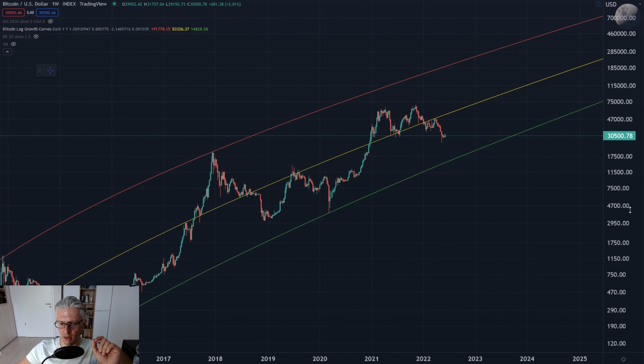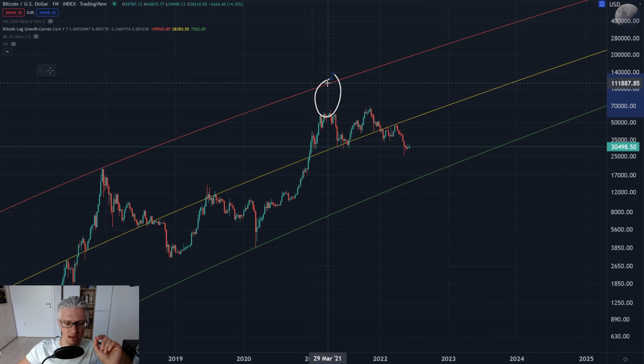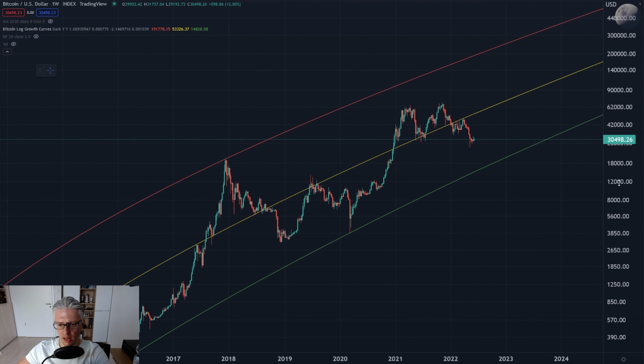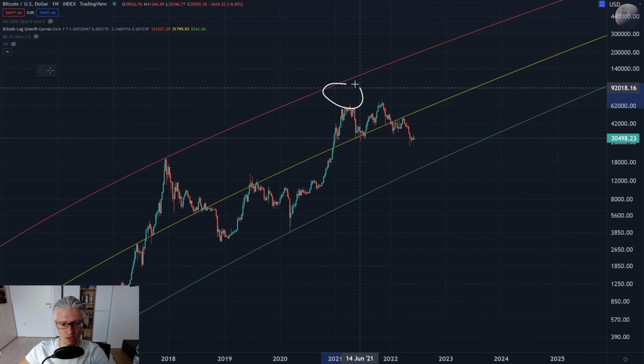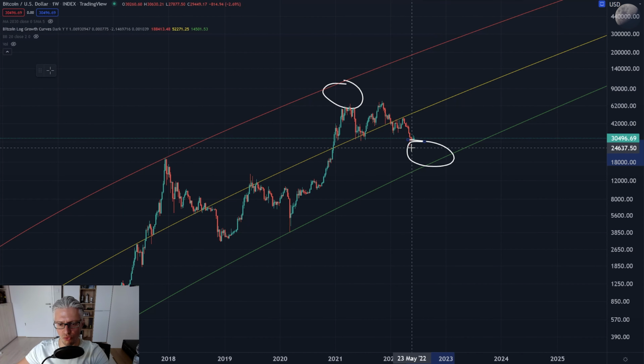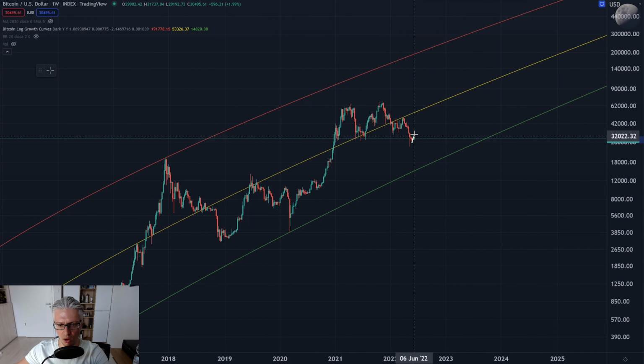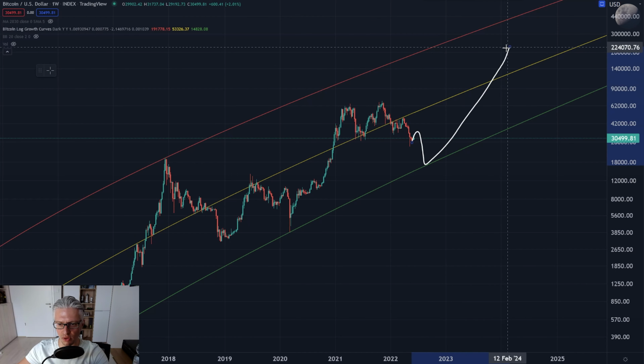For example, this long-term channel here would have told us that, oh yeah, we will reach about 110K in 2021. But we didn't do it, right? Bitcoin just did something else. And the same way that we didn't reach this top here, we might now not reach the lower bound of this channel and might go directly into a rally from here. Or we could bounce now and then go lower because we said it would still be in line with the Elliott wave expanded flat correction. And then we go into a rally.